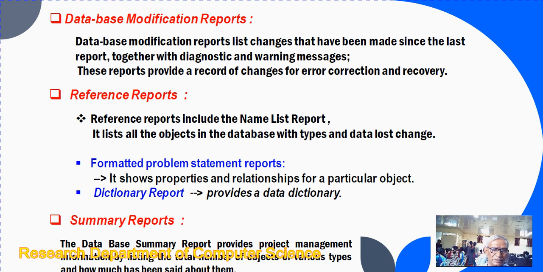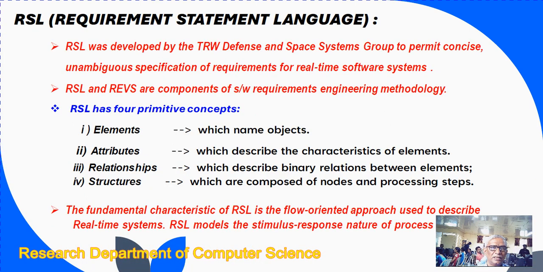Summary report. Database summary report provides the project management information by listing the total number of objects of various types and how much has been said about these cases. And then RSL. This was developed by TRW, Defense and Space Systems to permit concise, unambiguous specification of requirements for real-time software systems. RSL, REVS are component of system software requirement engineering methodology. RSL has 4 primitive concepts: element, attributes, relationship, and structures.